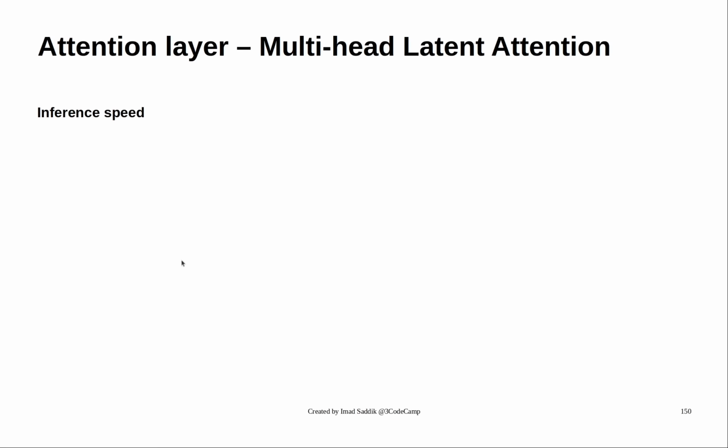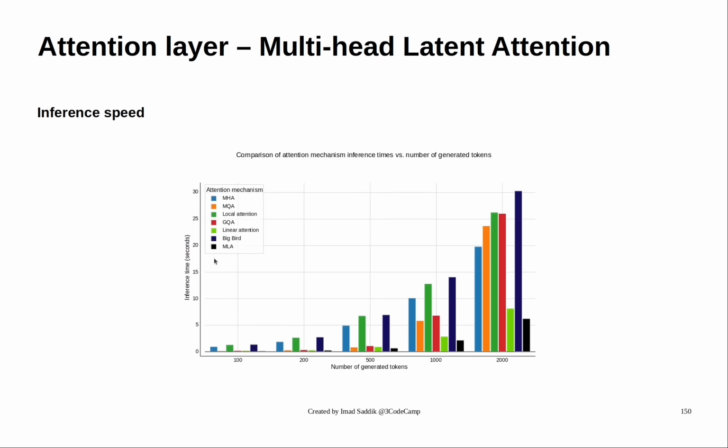Now let's see the inference speed, because this is very interesting. So MLA is colored in black, and as you can see, let's go to 2000 tokens, because this is where the other methods struggled. And as you can see, MLA, as I told you, is really fast. So we can generate a lot of tokens without sacrificing the performance. And the one that was very close to it is linear attention, because linear attention is also good, because as we have seen, it reduced the complexity to O(n) instead of O(n squared), but MLA is the best.